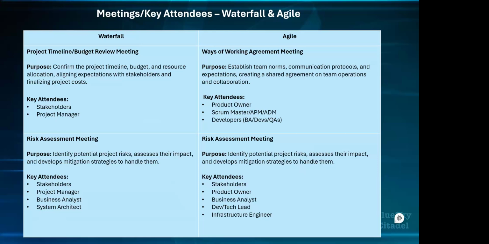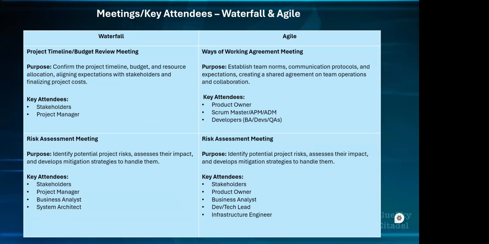They discuss and agree on their collaboration tools. What is our communication process? What is our sprint duration? What are our meeting times? What are our feedback processes? All those things they talk about. At the end of that meeting, they want to have a team working agreement outlining the operational norms. The stakeholders don't need to be at the ways of working agreement meeting, because it is the team's own agreement. The key people that need to be there are the product owner, the BA, the Scrum Master, and the developers.